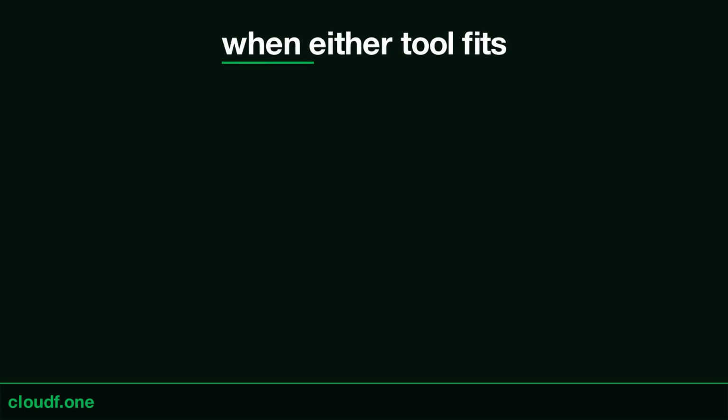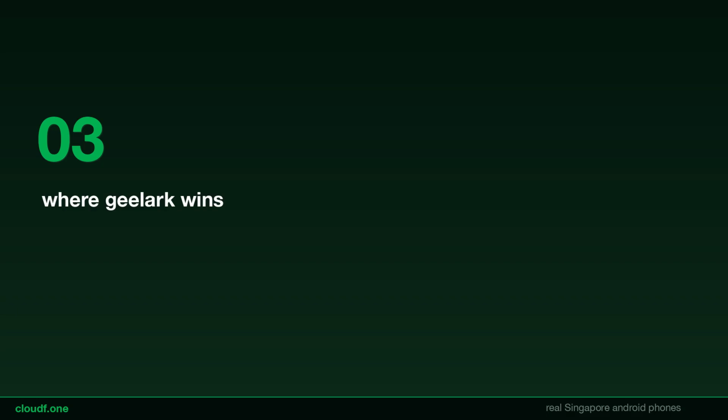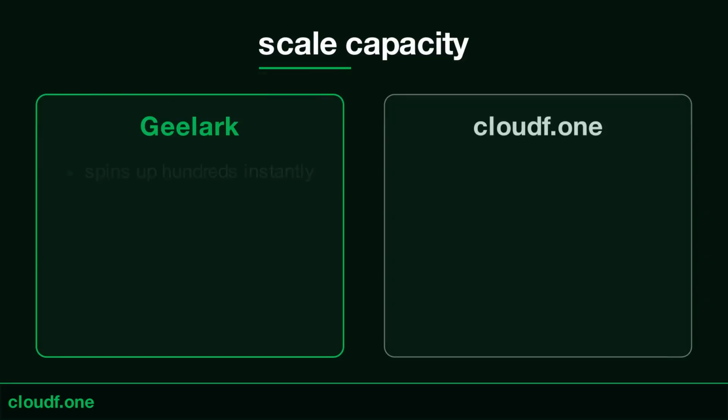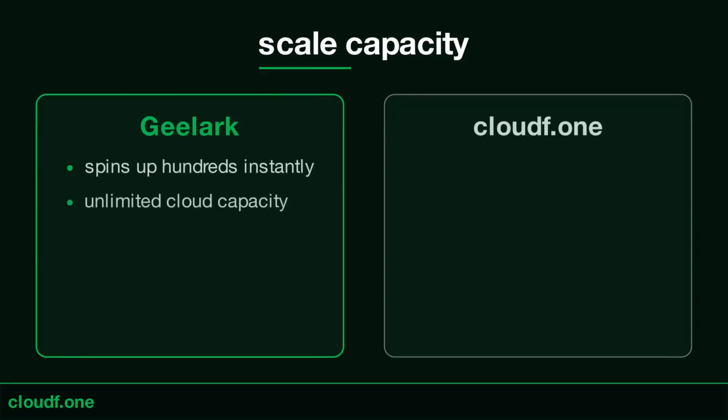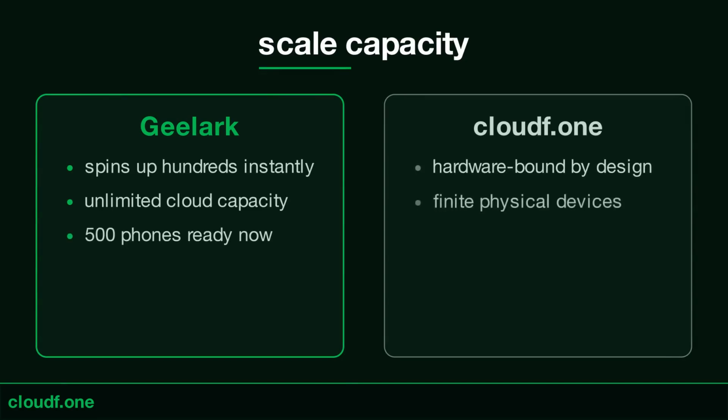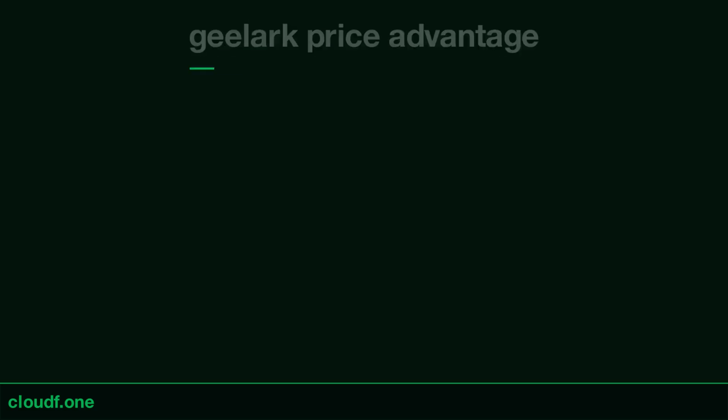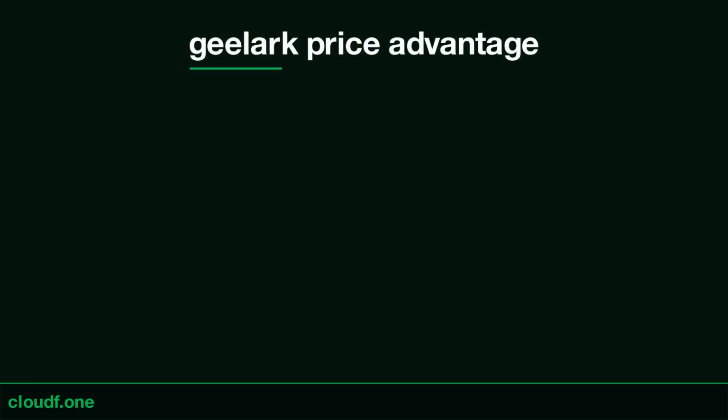Where Geelark wins. First, speed and scale: Geelark can spin up hundreds of cloud phones in minutes. Cloud.one is hardware bound, so capacity is finite by design. If you need 500 phones for QA testing tomorrow, Geelark is the answer. Second, price per phone at the low end. Geelark's entry tier is cheaper if you only need generic cloud Androids. Virtualization beats hardware on per unit cost when scale is the goal.